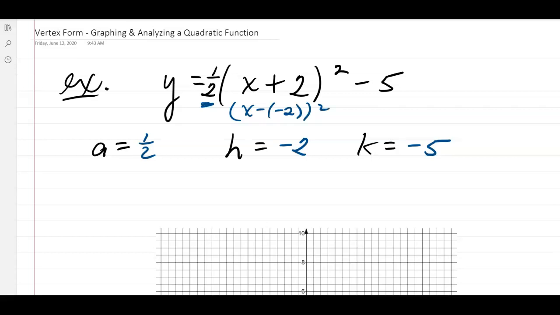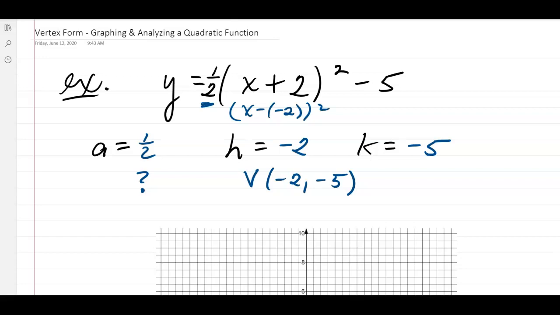So from what we've learned before, we're going to expect the vertex to be the h value, which is negative 2, followed by the k value, which is negative 5. Now the question is, what is that a value of 1/2? Well, I kind of spilled the beans earlier, but I said that's going to change the shape of the parabola. And there's no better way to explore this quadratic function than to go back into Desmos.